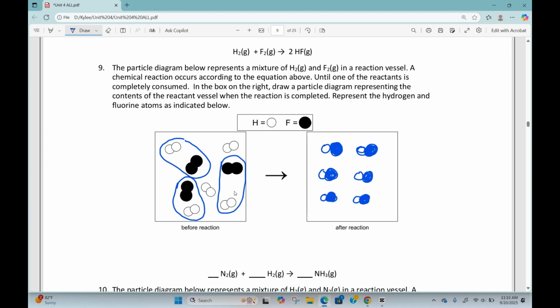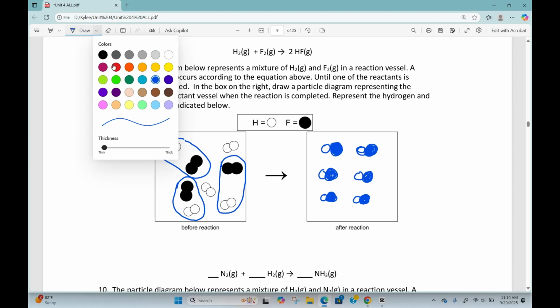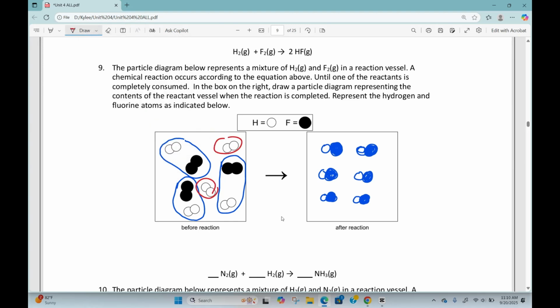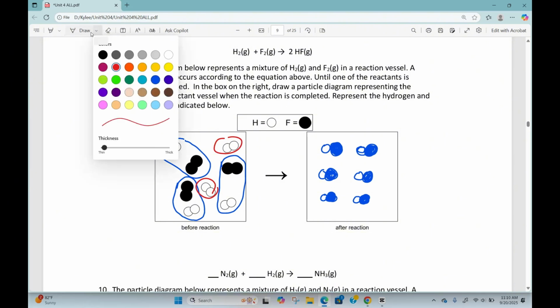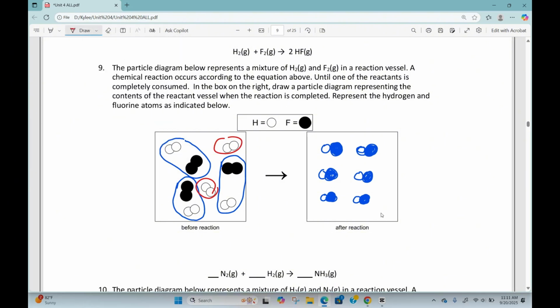We also do need to represent what's left over. So notice I'm just going to switch colors so it's easier to see. We do have 2 unused hydrogen gas particles, and I'll need to include them in my particle diagram over here. So I'm going to show the 2 unused hydrogens.